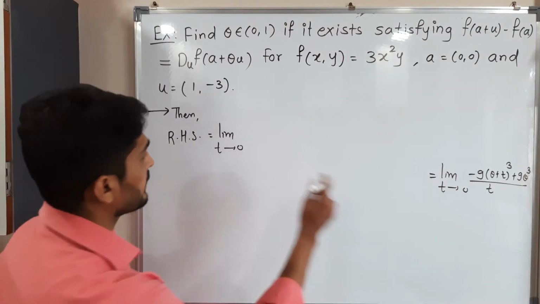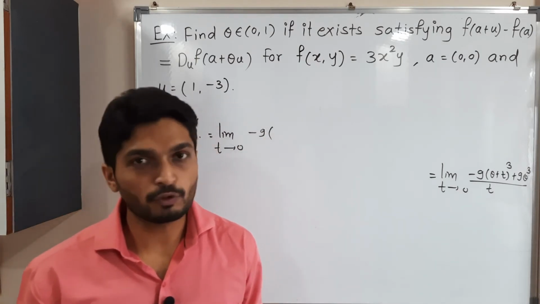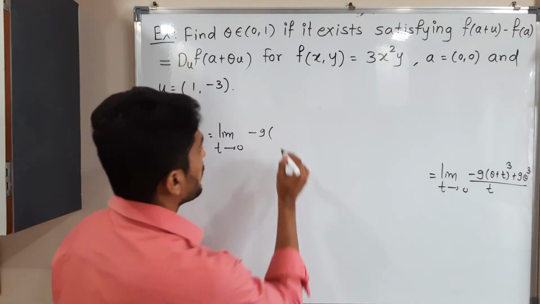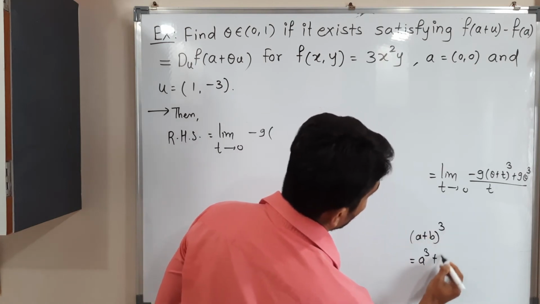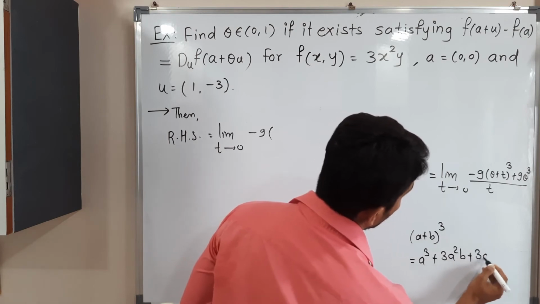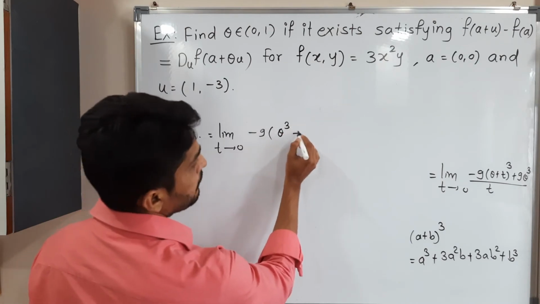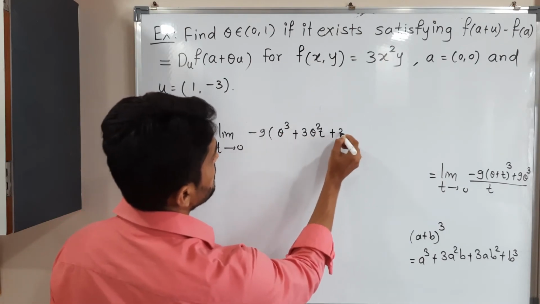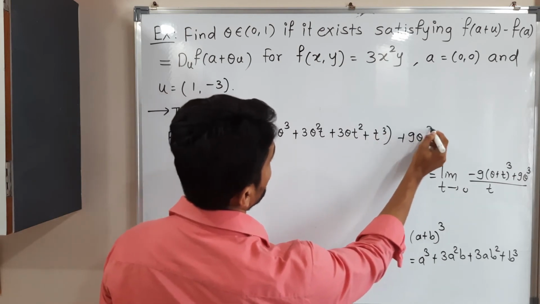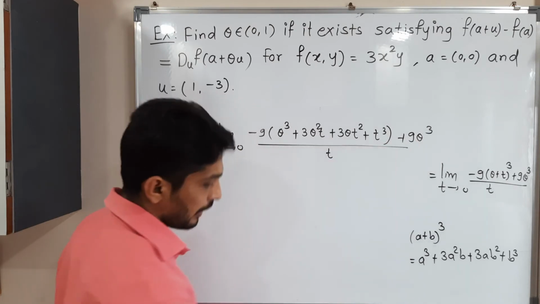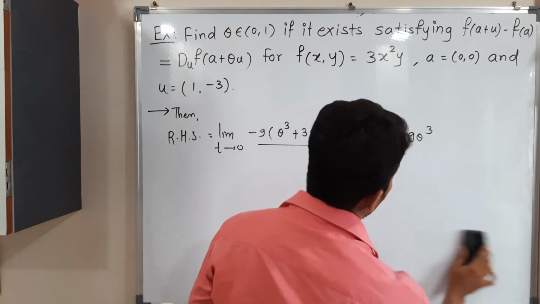So let us expand that bracket minus 9. You know the bracket cube formula, a plus b bracket cube formula, same formula I'm going to use. I will write here if you don't know, a plus b bracket cube, which is equal to a cube plus 3a square b plus 3ab square plus b cube. This formula I'm going to use. So this is theta cube plus 3 theta square t plus 3 theta t square plus t cube, plus 9 theta cube divided by t. I think it is not required now, so let me remove this part. You will know this formula now.